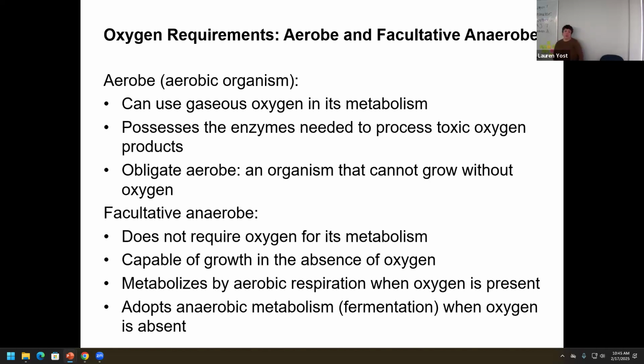Facultative anaerobe. You could also think of a facultative anaerobe as being a facultative aerobe. Facultative, when you hear that word, it means it can switch between. So facultative anaerobes don't require oxygen for their metabolism, but they can use oxygen. And when oxygen is available, it's better. They can make energy more effectively.